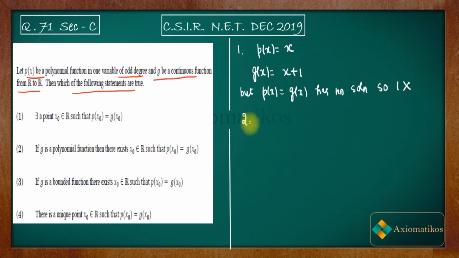Option 2 is saying that if g is a polynomial function, then there exists x naught belongs to R such that P(x naught) is equal to g(x naught). In this case also, I can take the same example as we have taken in option 1. P(x) is equal to x and g(x) is equal to x plus 1. But P(x) equal to g(x) has no solution. So option 2 is also incorrect.